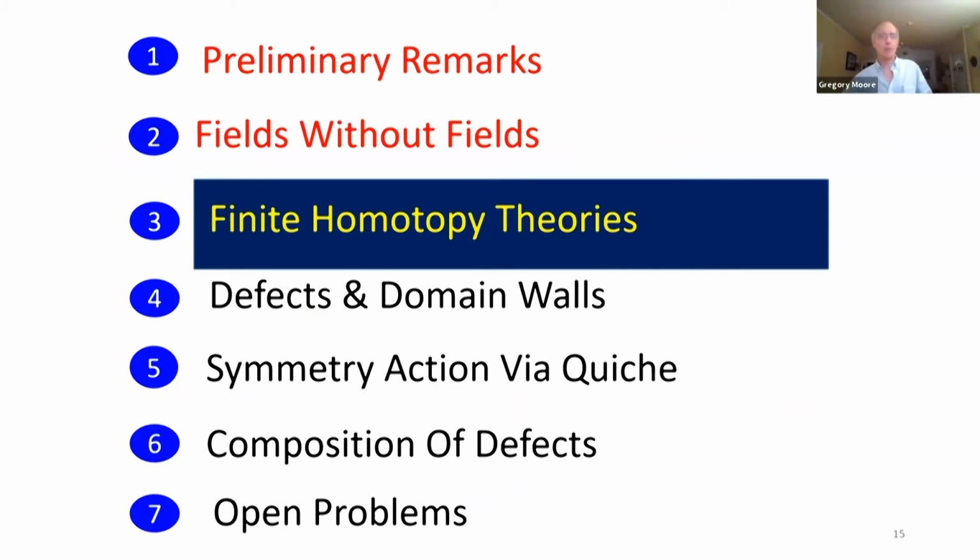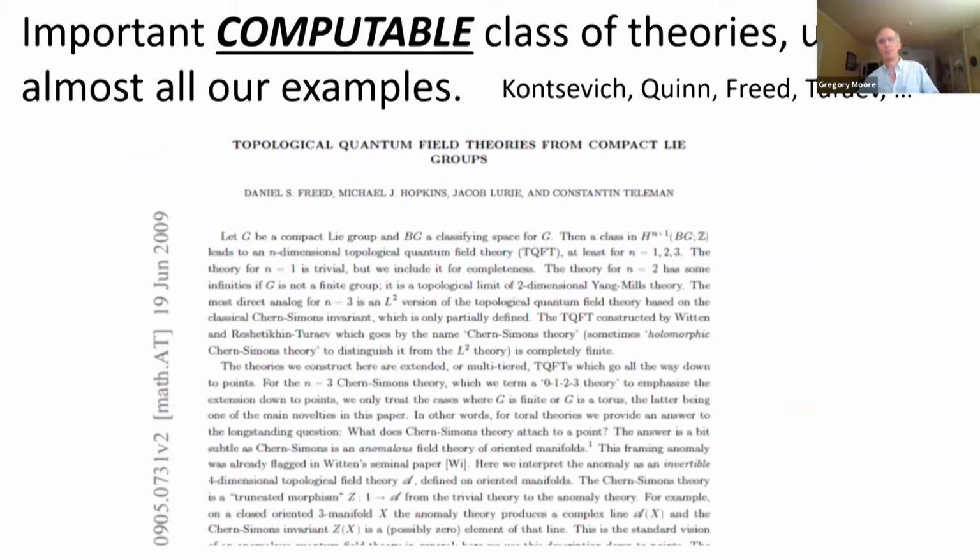So what are examples of these theories? Well, a very good example are the finite homotopy theories. They're good because they're very computable. They're an important class of examples going back to Kontsevich and Quinn and many others. And the treatment that I'll be following when I describe these theories is described in a very nice paper by Freed, Hopkins, Lurie, and Teleman from some time ago.